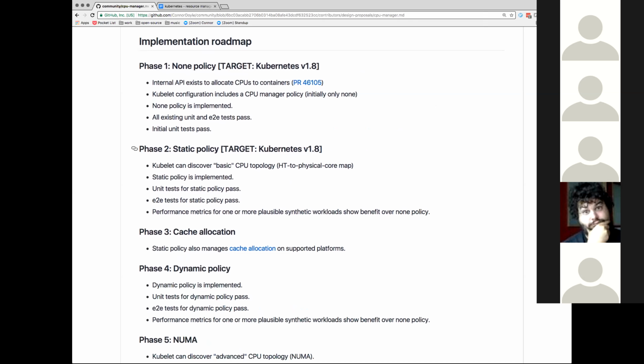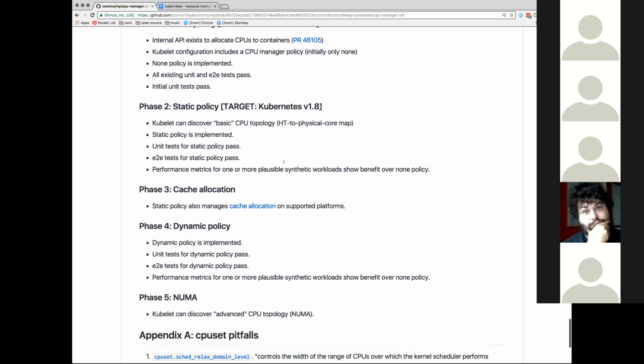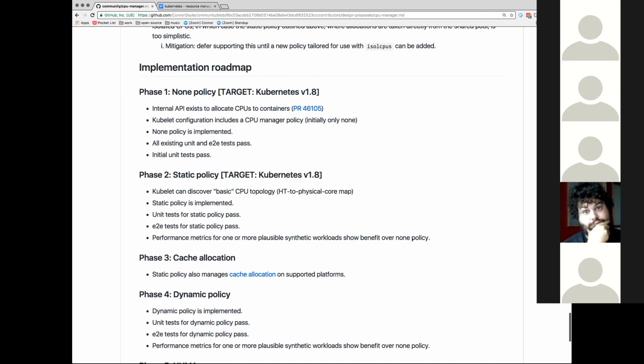Phase 2 is the static policy, which is the one that's outlined in detail in the rest of the proposal. Static refers to the lifetime of the CPU allocation for high priority workloads, meaning that once it's assigned, it doesn't change for the lifetime of the container. We can get fancier with dynamic policies after that, but we just want to get to phase 2 in 1.8 for alpha. So that's it. I'm 30 seconds over, so I'll hand it over to Renaud.